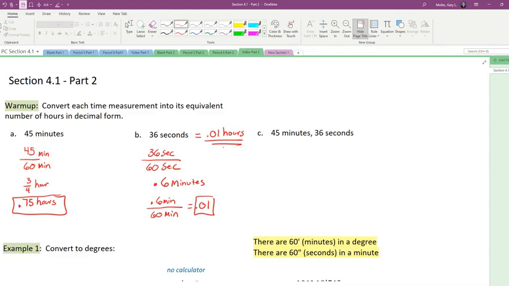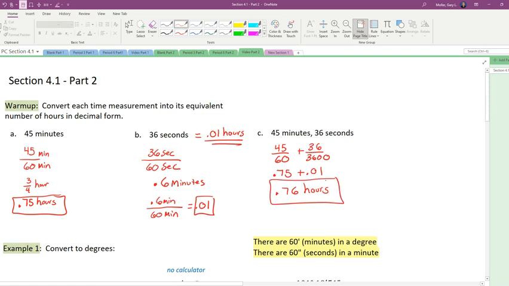then the next question is, all right, how much is 45 minutes and 36 seconds? Well, we know both the answers already. We know that 45 minutes was 45 out of 60. And we know that 36 seconds ended up being 36 over 3,600. And we ended up getting 0.75 plus 0.01, which is 0.76 hours.